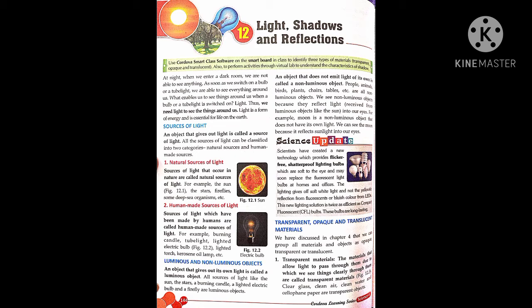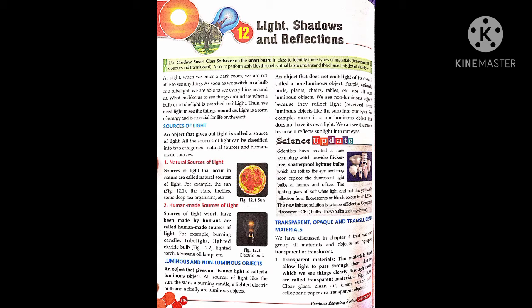Now the second one, human-made source of light. Sources of light which have been made by human activity, human efforts, are called human-made sources of light. For example, burning of candle, tube light, bulb, lighted electric bulb, lighted torch, kerosene oil lamp, etc. So students, these are the human-made sources of light. Hope you all understand what a source of light is. An object which gives light is categorized into two forms, natural source of light and human-made source of light.